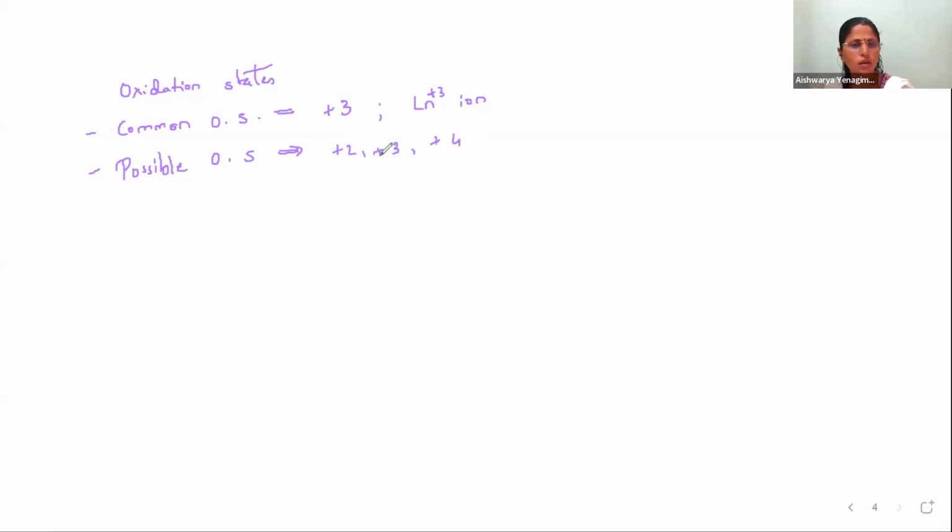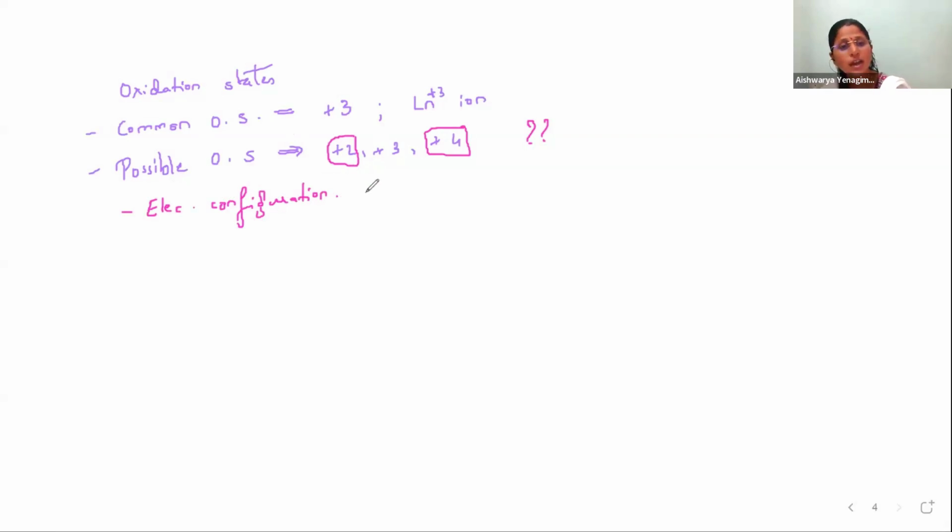Now the question arises: if +3 is the common state, why do some of the lanthanides show the +2 oxidation state and why do they show the +4 oxidation state? Occasionally you may find +2 or +4 states in the solid state or solution state. Why sometimes do +2 or +4 oxidation states come in context? The answer lies in the electronic configuration of those particular elements and ions.